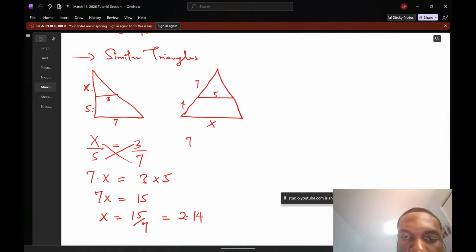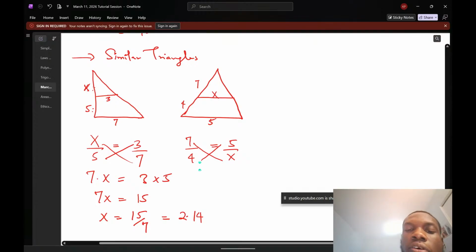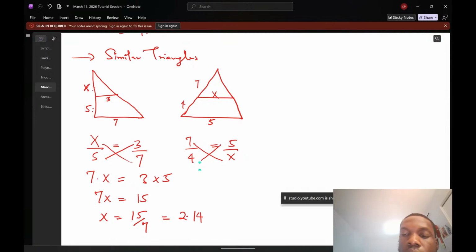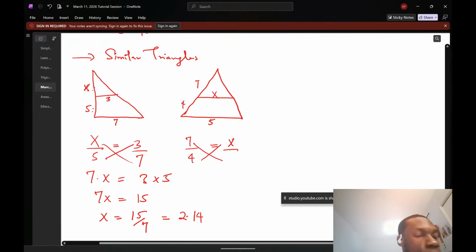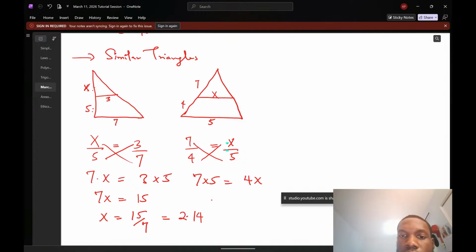So we have 7 over 4 is equal to 5 over x. So let's cross multiply. You know what? I'm going to make this side x, because invariably this side is supposed to be longer than this side from the answer that we're getting. I will make this x and I will make this side 5. When we cross multiply, we have 7 times 5 is equal to 4x. 7 times 5 is 35. And then 4x. Oh, I kind of got something quite opposite.